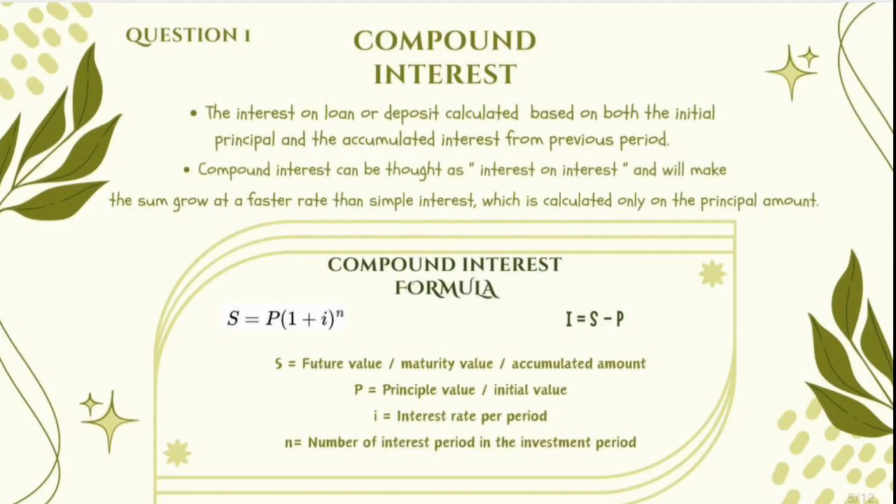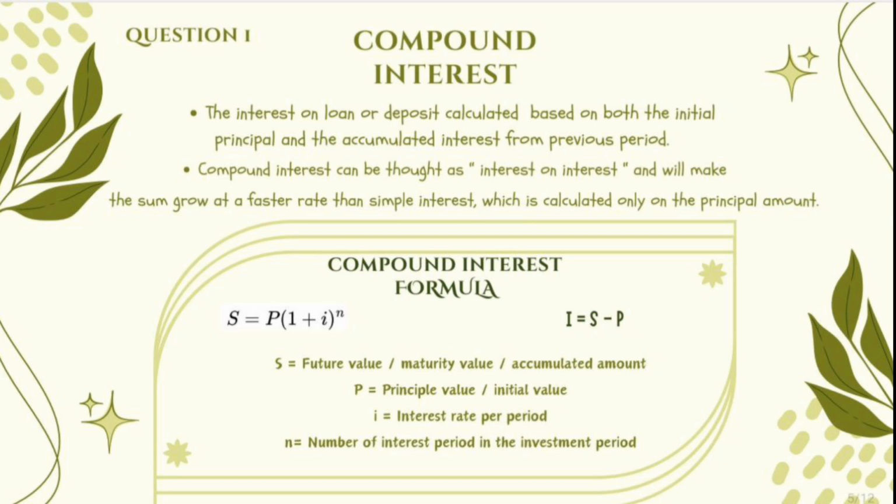Hi, my name is Hafiza and I will tell you the formula and the meaning of compound interest. What is compound interest? Compound interest is the interest on a loan or deposit calculated based on both the initial principal and the accumulated interest from previous periods. Compound interest can be thought of as interest on interest, and will make the sum grow at a faster rate than simple interest, which is calculated only on the principal amount.